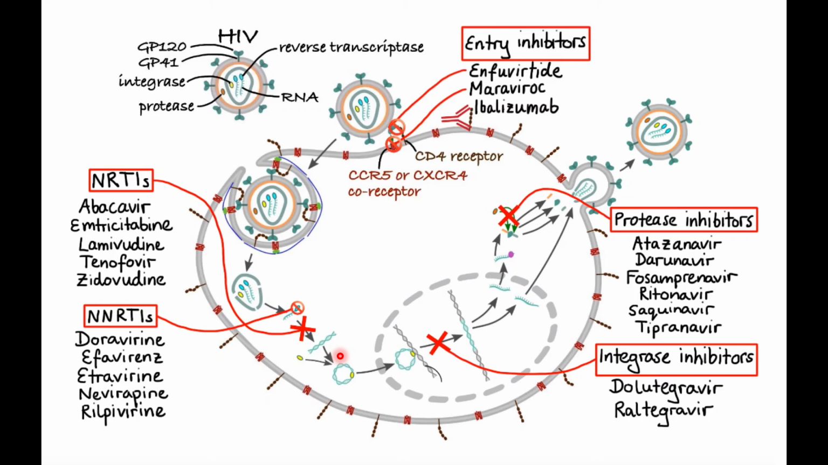for the further integration. And the next step that can be inhibited is by the integrase inhibitors, and that includes raltegravir and dolutegravir. These drugs inhibit the integrase protein that integrates the double-stranded viral DNA into the double-stranded human DNA. And that happens in the nucleus.